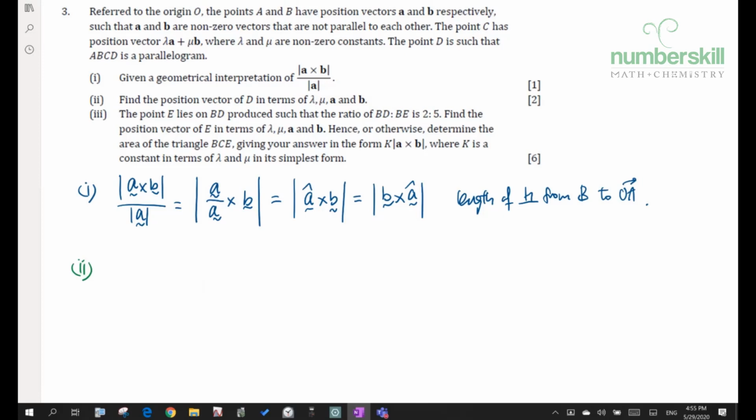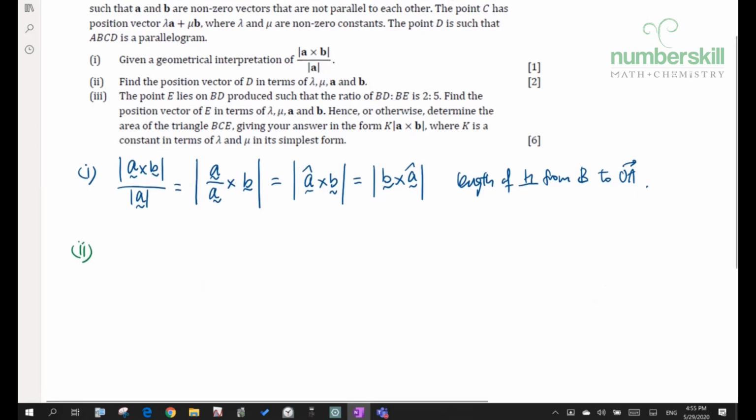Where's D? Well, ABCD is a parallelogram, so I don't know about you, but I'll feel a lot safer if I just draw out a parallelogram. Maybe it's me, but I think it helps. Whatever floats your boat. If it helps you, you should just do it. Don't care how people judge you. So I want to find D.